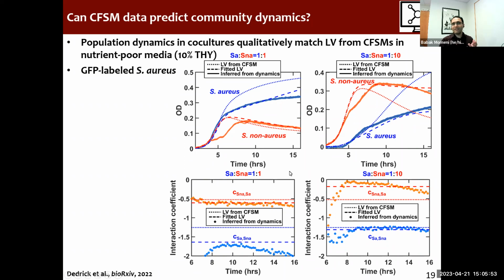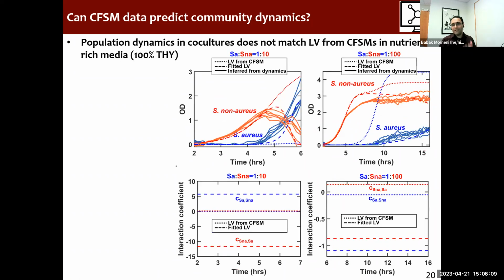And what that tells us is that in these simple cases, again, in low nutrient environments, it seems like the CFSM characterization is good enough to give us at least a basic idea of how the interactions are and what the dynamics would be. We did the same thing with rich medium, and as we expected, the results didn't match.